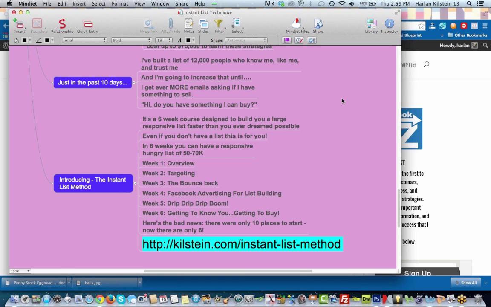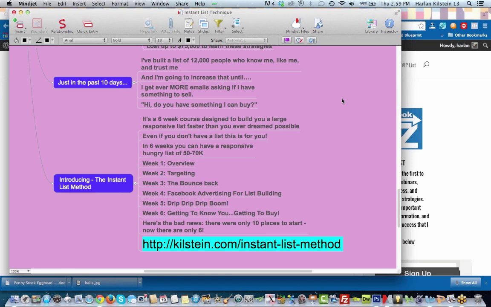You're going to be able to reach these people. They're going to look forward to hearing from you. Believe me, when they see you, whether it's in their email box or in their stream, they're going to know. And plus, for our more advanced students, we're going to be using retargeting so that we are seen everywhere. We're going to turn the entire internet into your list building mechanism. And then week number 6, all about getting to know you, getting people to buy for you.